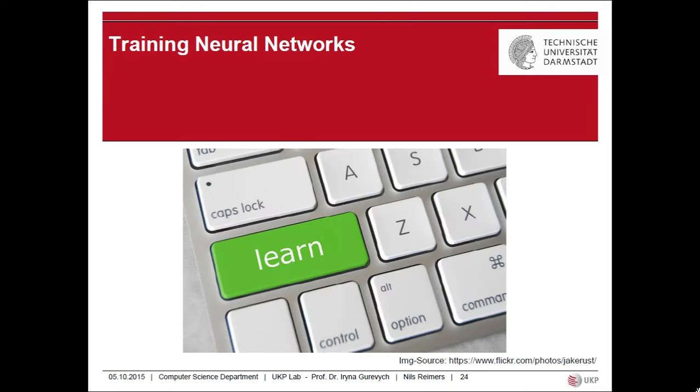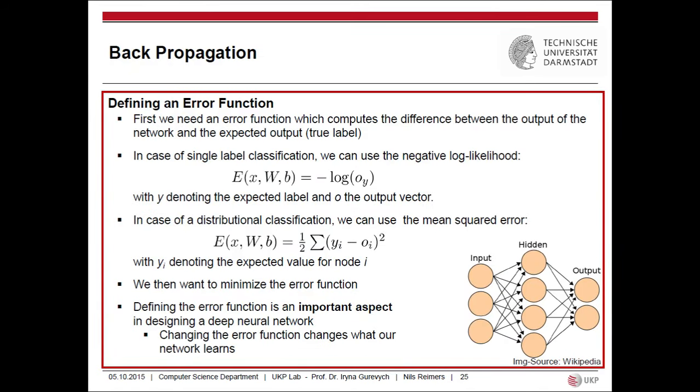Okay, now we come to training neural networks, how to train them. We will present you the way of backpropagation, and for backward propagation, you need an error function. And the error function is quite important as you define what the network is learning. So you should put some thinking into how to define your error function, play around, change it, adapt it to your task.